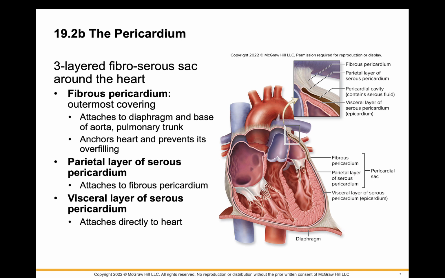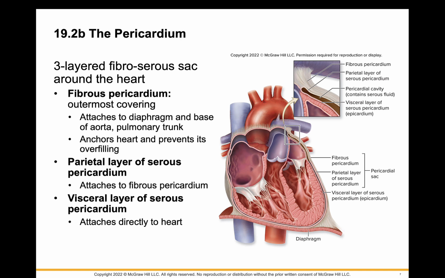Now, the heart, as we indicated previously, is in a sac known as the pericardium. I like to think of it as actually 2 layers and not necessarily 3. We are going to merge or fuse the fibrous and parietal pericardium together. Okay? And keep in mind what's happening here. We're going to be attaching to the diaphragm and base of aorta, the pulmonary trunk, and really what's happening here is going to anchor and prevent the heart from overfilling.